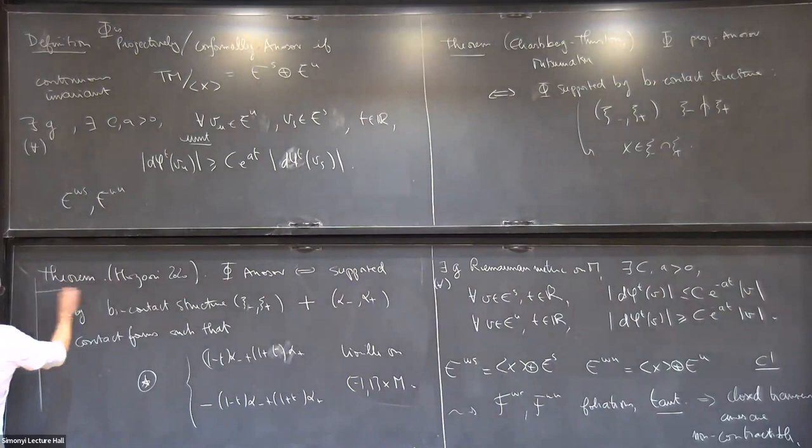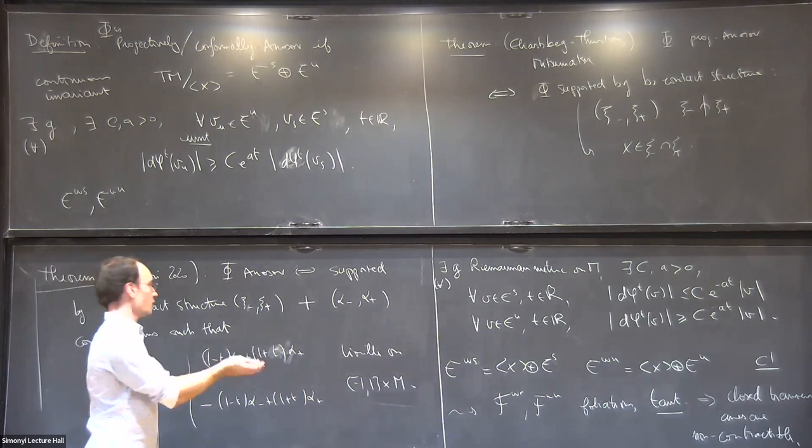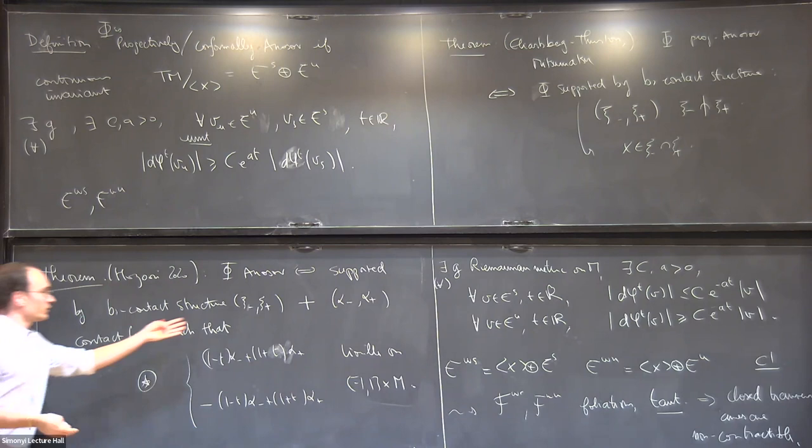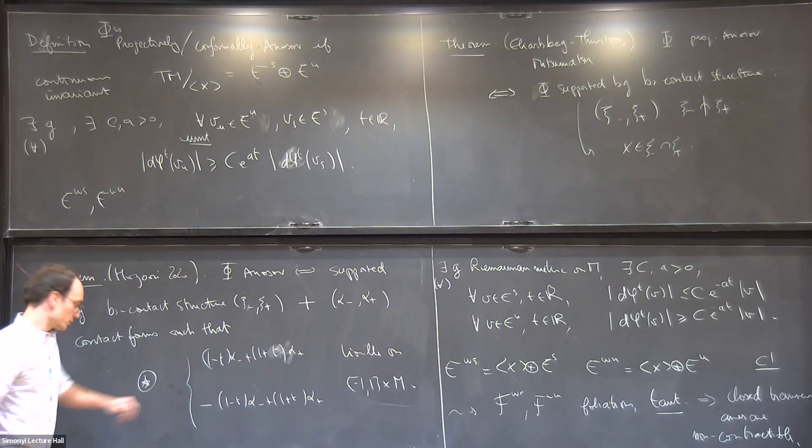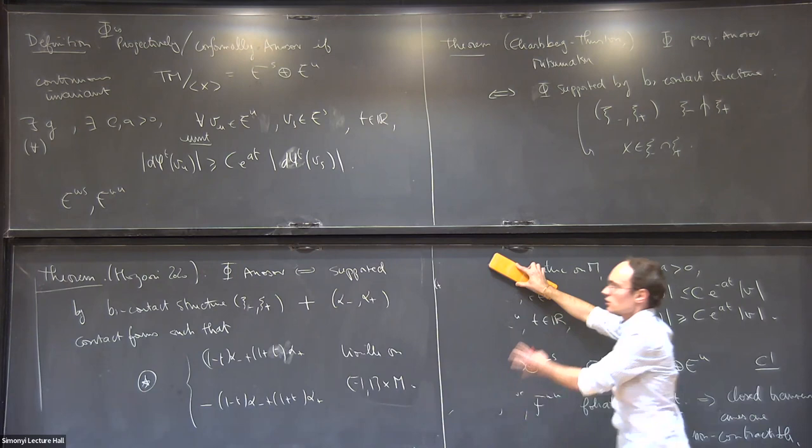So if projective Anosov is the same as a bicontact structure, then Anosov is the same as a bicontact structure together with suitable contact forms satisfying this Liouville condition. And so that was the characterization of Anosov flows that I was mentioning earlier.